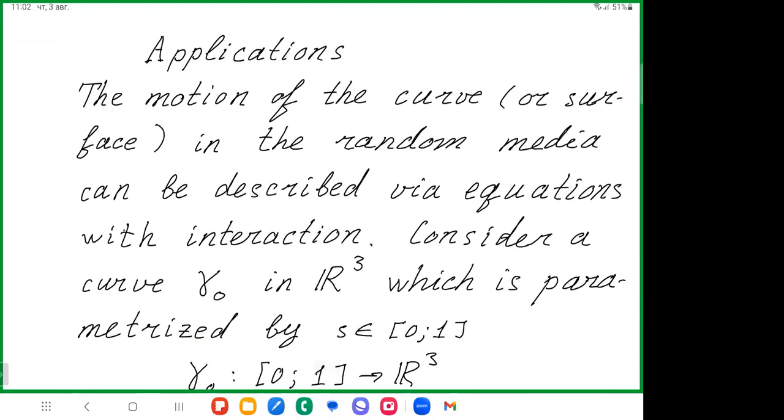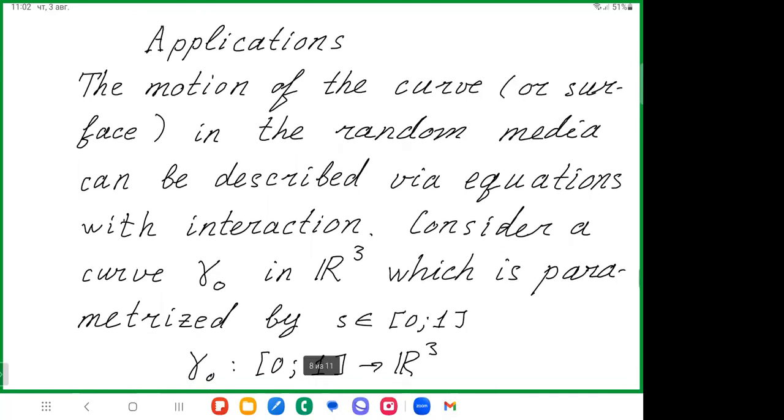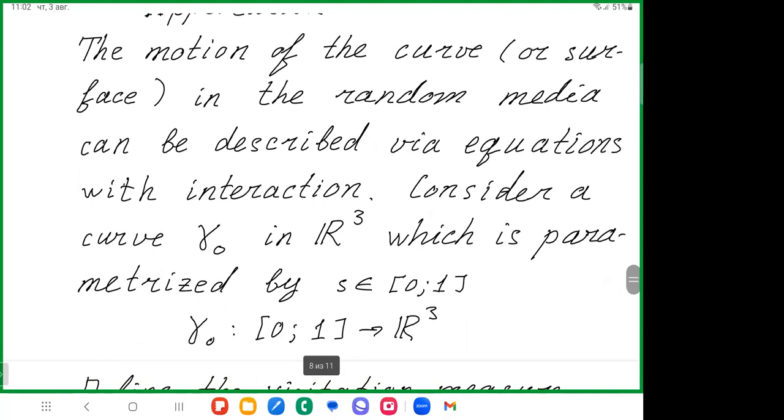Consider a curve gamma 0 in R3, which is parameterized by S from [0, 1]. So this is just a continuous mapping from [0, 1] to R3. I will suppose that it is closed, so gamma 0 of 0 is equal to gamma 0 of 1.